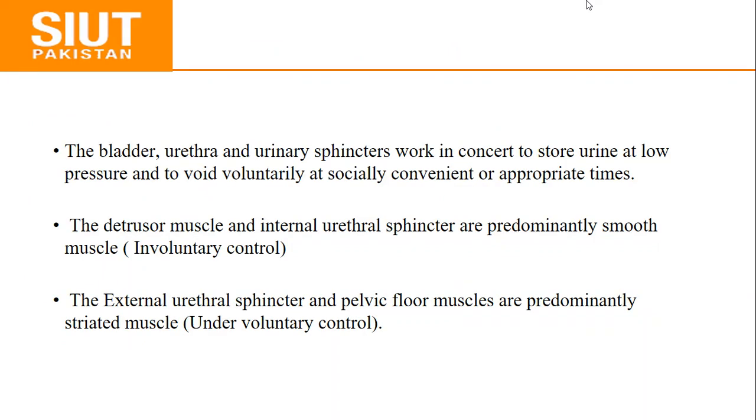Bladder function. The bladder, urethra, and urinary sphincters work in concert to store urine at low pressure and to void voluntarily at socially convenient or appropriate times. The detrusor muscle and the internal urethral sphincter are predominantly smooth muscles, that is involuntary, and the external urethral sphincter and the pelvic floor muscles are predominantly striated muscles, that is under voluntary control.